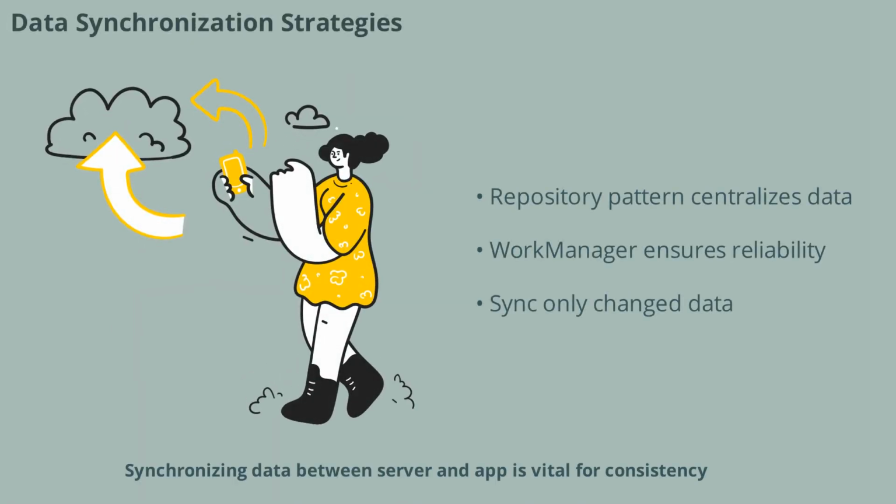Synchronizing data between server and app is vital for consistency. The repository pattern acts as a single source of truth, deciding whether to fetch data locally or remotely. WorkManager schedules background tasks, ensuring synchronization even if the app is closed or the device restarts. Using APIs with last modified timestamps or ETags minimizes data transfer, syncing only what's changed. This approach keeps data up to date without draining battery or using excessive bandwidth.